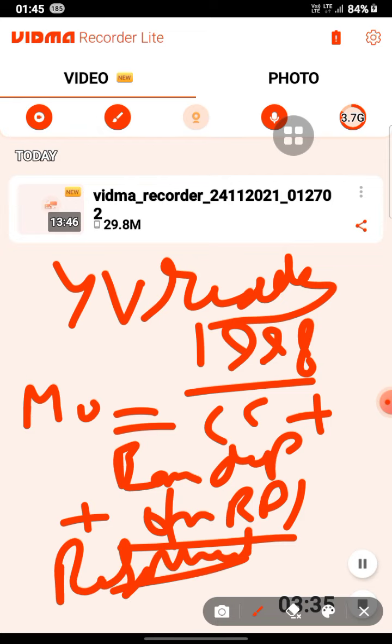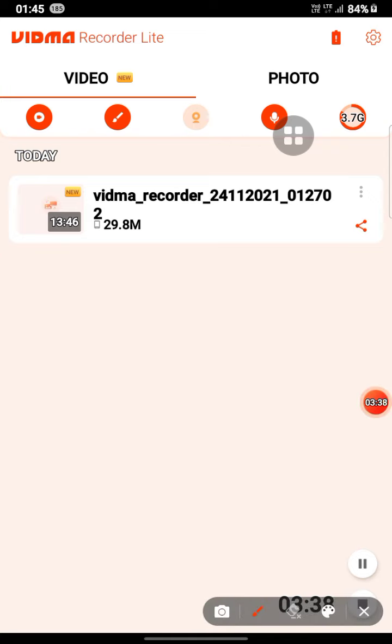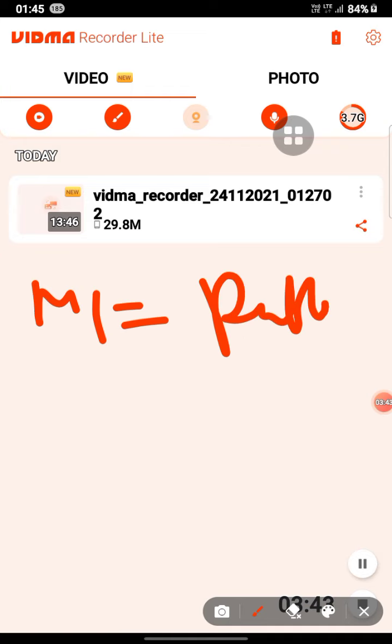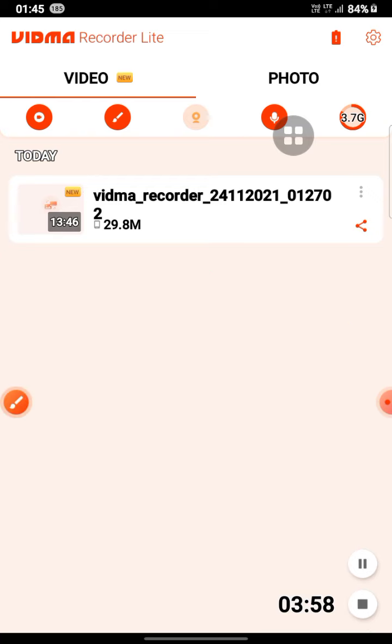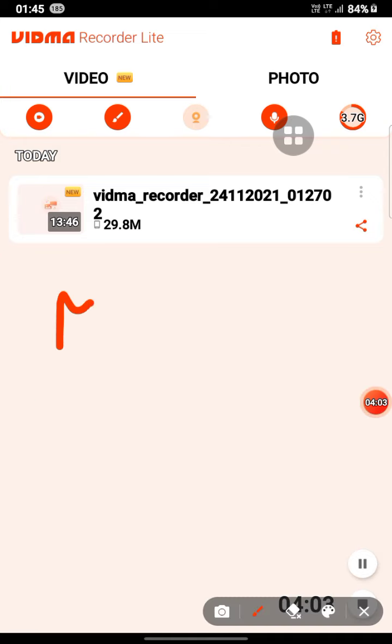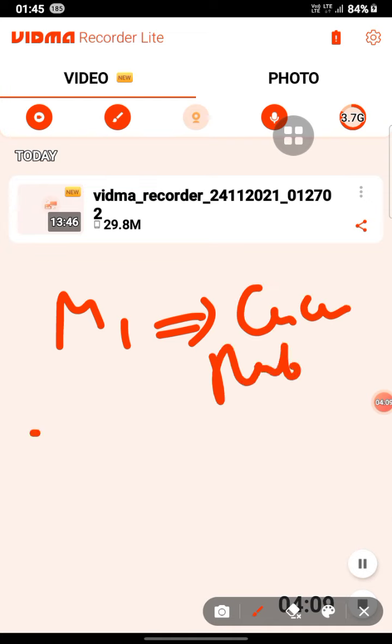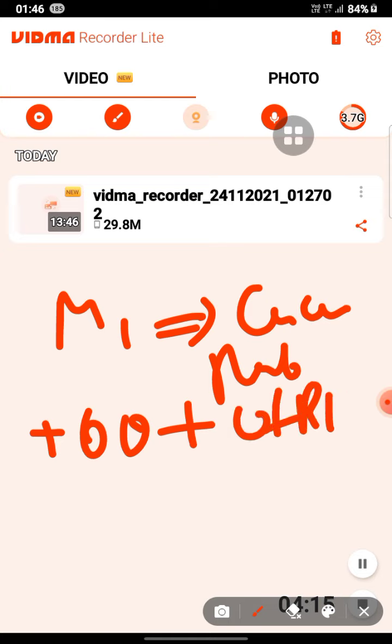Next one is M1. What is M1? M1 is currency with the public. Before that, currency in circulation was in M0, but now this is currency with the public: notes and coins in circulation. Then demand deposit. Before that, there was a normal deposit, and in M1 it is the demand deposit. So M1 equals currency with the public plus demand deposit plus other deposits with RBI.